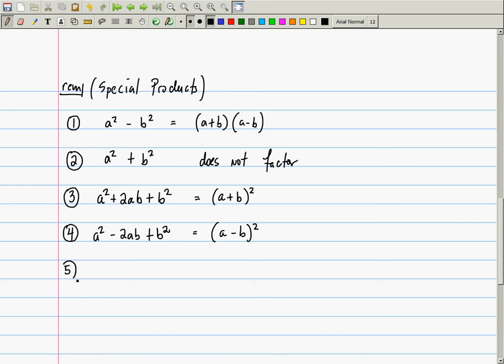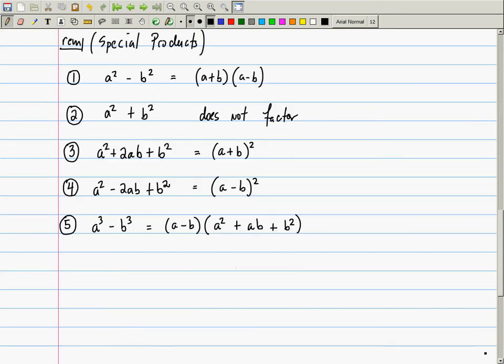Okay, 5. Now this is a cubed minus b cubed. Right, so this looks like item 1. So what's the difference between item 1 and item 5? Right. Item 1 is the difference of squares, whereas item 5 is the difference of cubes. The difference of cubes factors as follows. It factors into A minus B, and then A squared plus AB plus b squared. So this is something that you will need to memorize.